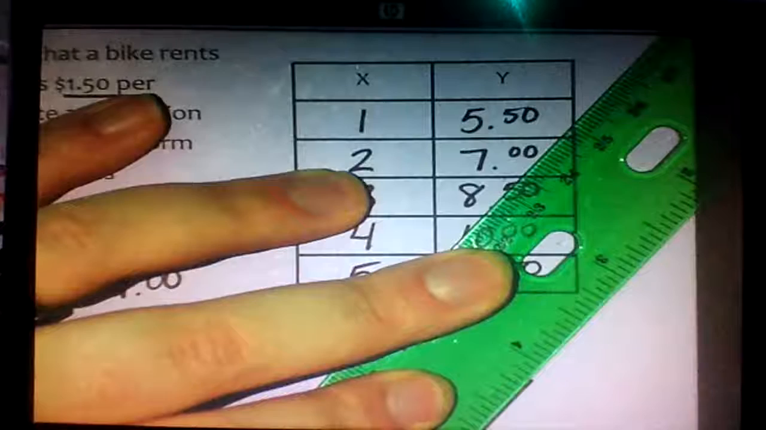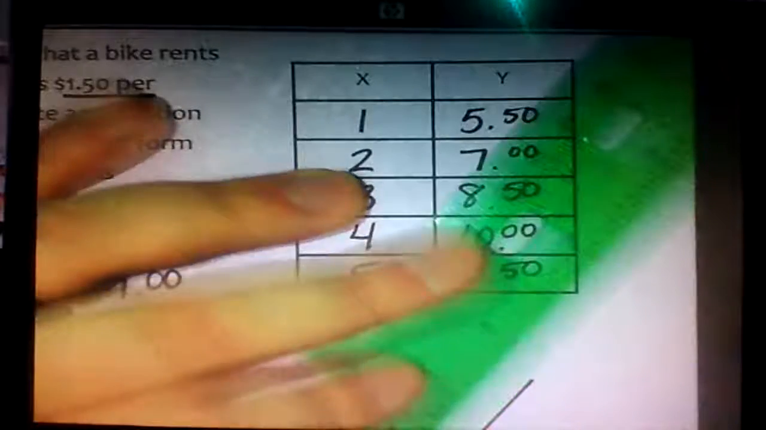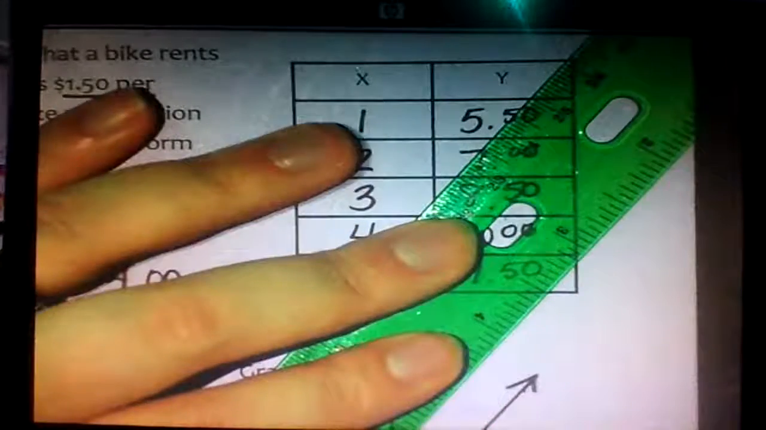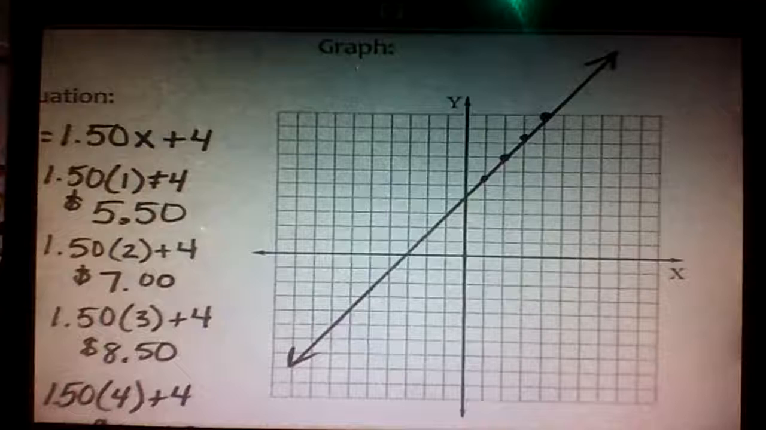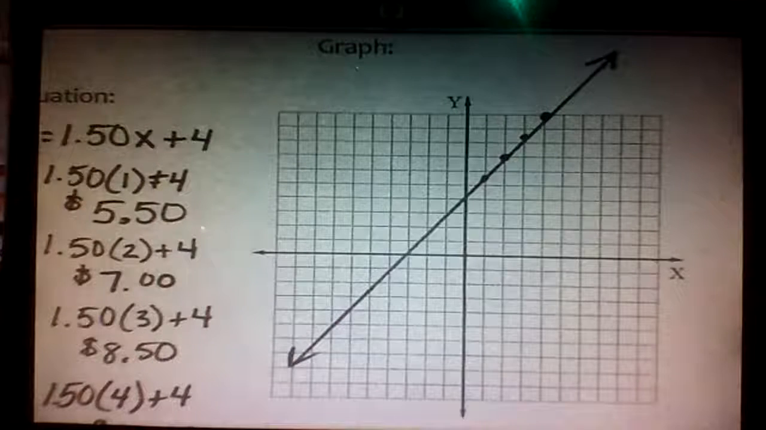Okay, go ahead and graph those points. And your line should look something like this. Okay. 5.50 is just halfway between 5 and 6. 8.50 is just halfway between 8 and 9.